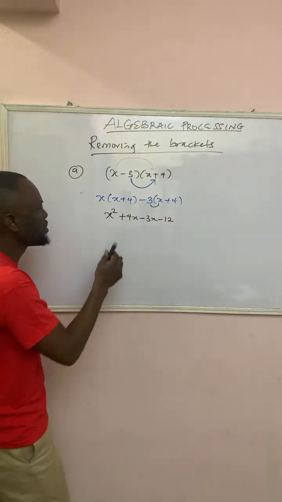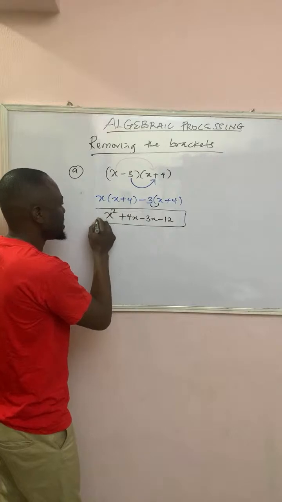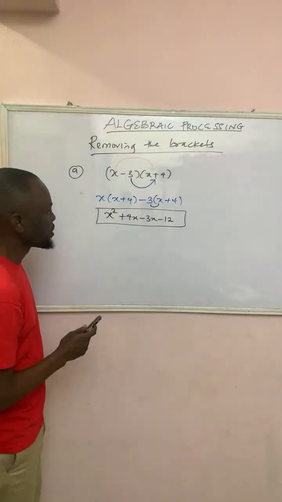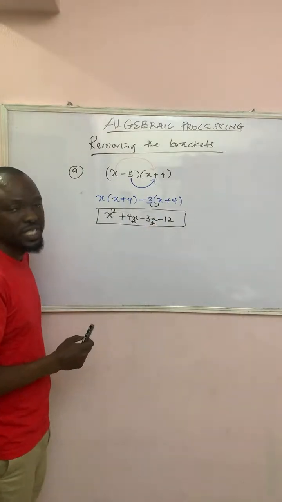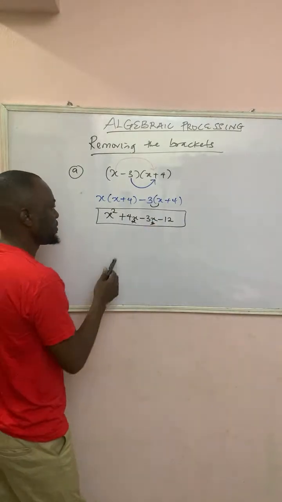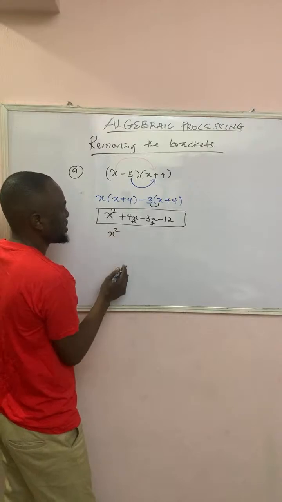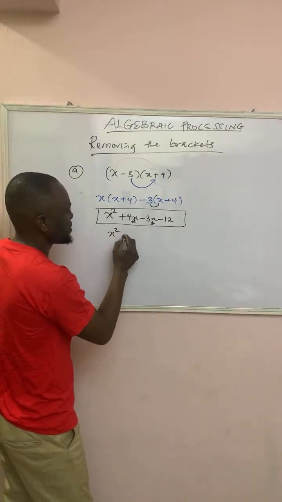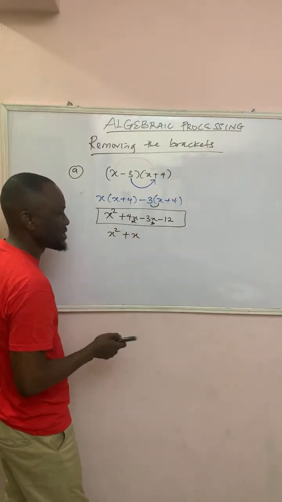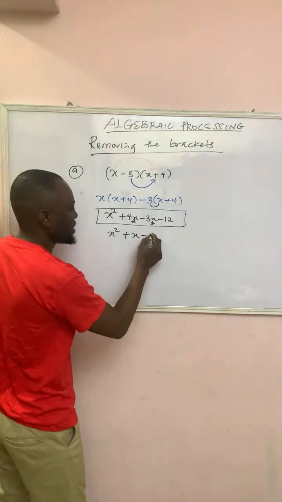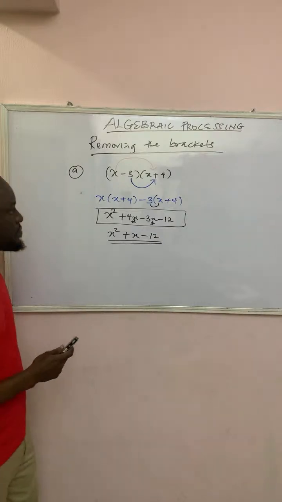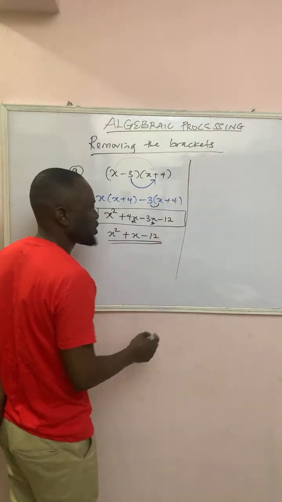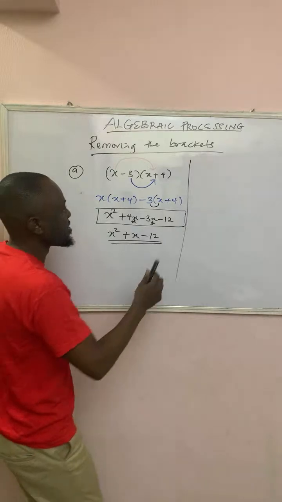So the next thing is we want to simplify this expression because we have like x terms here. So we need to simplify it. So we'll bring down x squared. 4x minus 3x will give me plus 1x, which is the same thing as x, and then minus 12. So this is the expression for that. Okay, so let's solve another question.